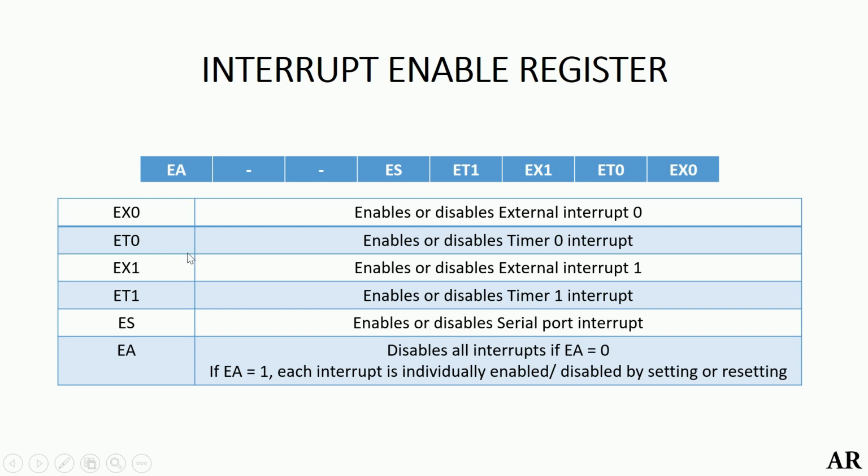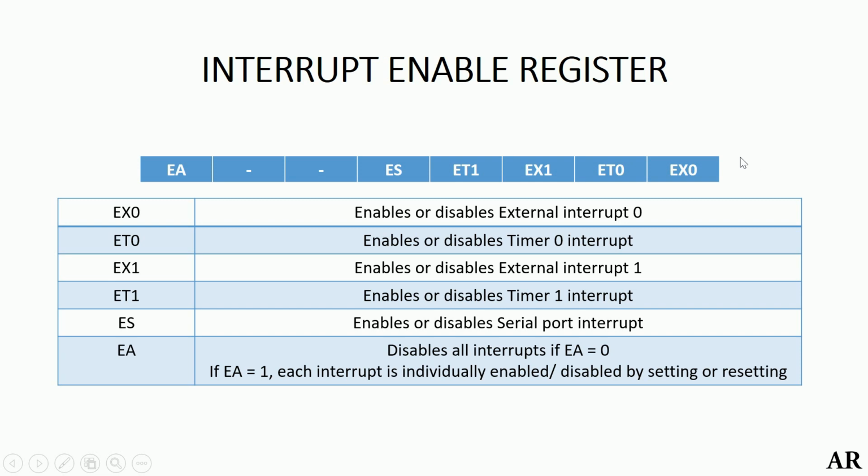When your 8051 is reset or when it is powered on, all the interrupts are disabled by default. So all the interrupts at the very start are disabled. Disabled means that in this interrupt enable register, all these bits are set to 0. The value of EA equals 0, as well as ES equals 0, ET1 equals 0, EX1 equals 0, ET0 equals 0, and EX0 also equals 0. So all these bits are 0. This means all the interrupts are disabled.